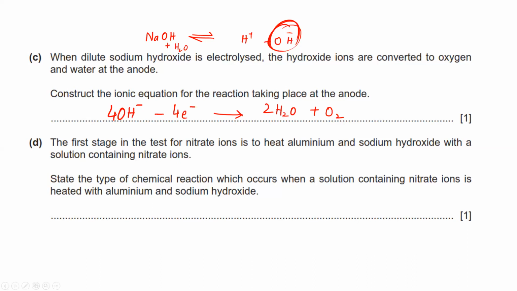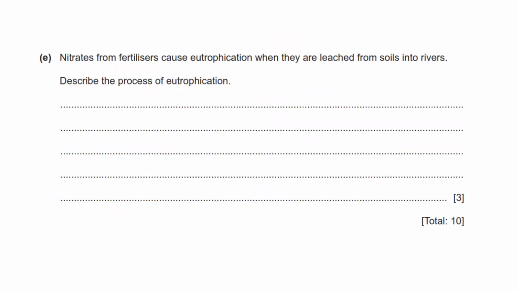Okay. Then, at part D, this first stage of the reaction. First stage for test of nitrate ion is to heat aluminium and sodium hydroxide in solution containing nitrate ions. State the type of chemical reaction which occurs when solution containing nitrate ions is heated with aluminium and sodium hydroxide. So this type of reaction is a reduction process. Not a redox reaction, it's just a simple reduction reaction.